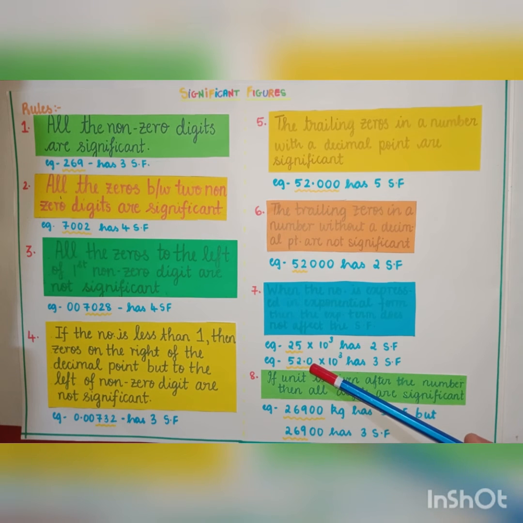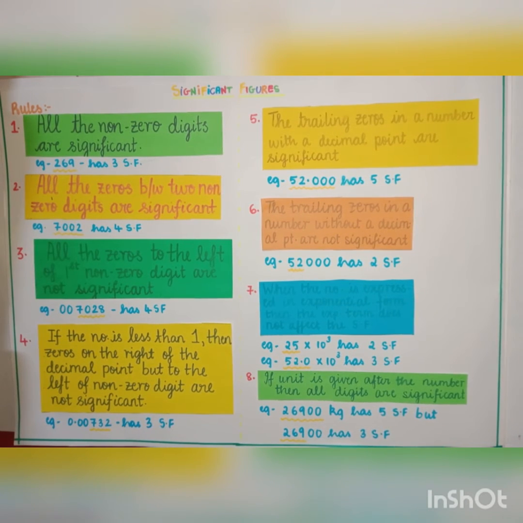I have taken one more example. A number is 52.0 multiplied by 10 raised to the power 3. According to rule number 1, since 5 and 2 are non-zero digits, they will be considered significant. And according to rule number 5, since this 0 is coming after a decimal point, it is called a trailing zero and hence it will be counted significant. And since this 10 is in the exponential form, it will not affect the significant figures. Therefore, overall this number has three significant figures, which is 5, 2 and this trailing 0. I hope you are all clear with rule number 7. So I will now move on to rule number 8.